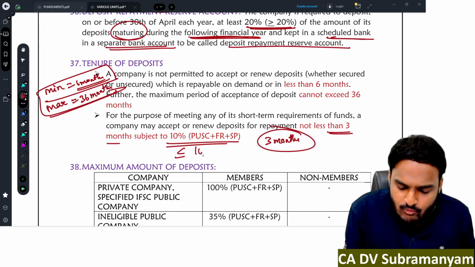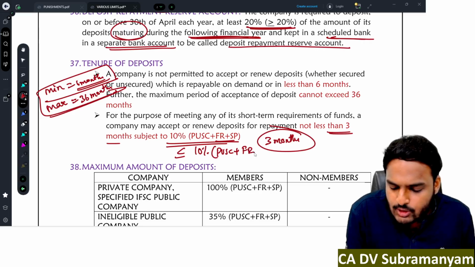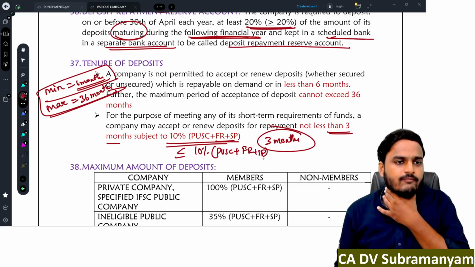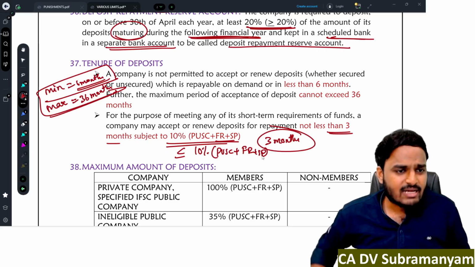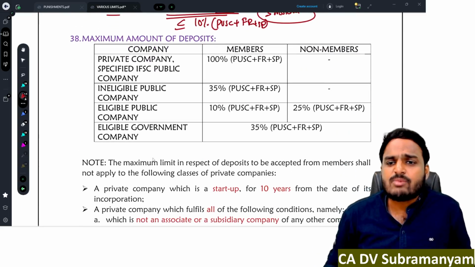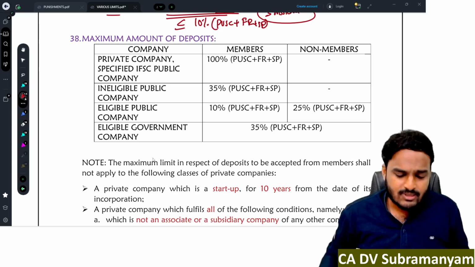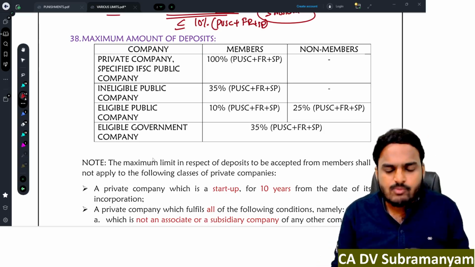That means less than or equal to 10% of paid up share capital plus free reserves plus securities premium. First of all, to what extent can a company accept deposits, sir? Maximum amount of deposits. Yes, I gave a separate table for maximum amount of deposits.